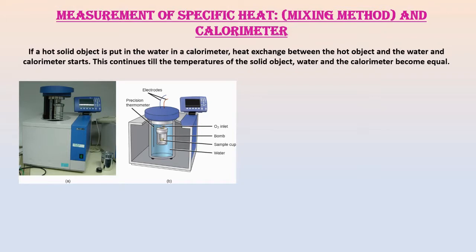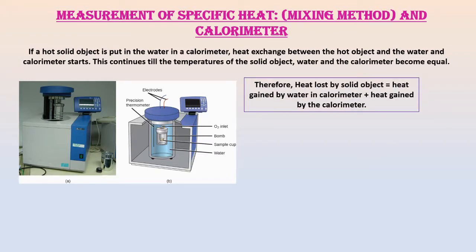If a hot solid object is put in the water in a calorimeter, heat exchange between the hot object and the water will take place, and the calorimeter starts. So heat exchange starts. This continues till the temperature of the solid object, water, and the calorimeter become equal. Here the thermometer is placed to measure the temperature of the water.